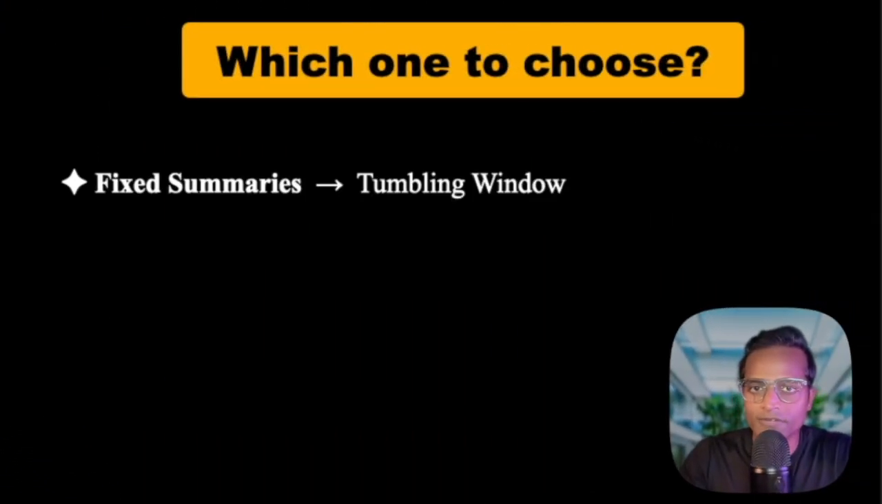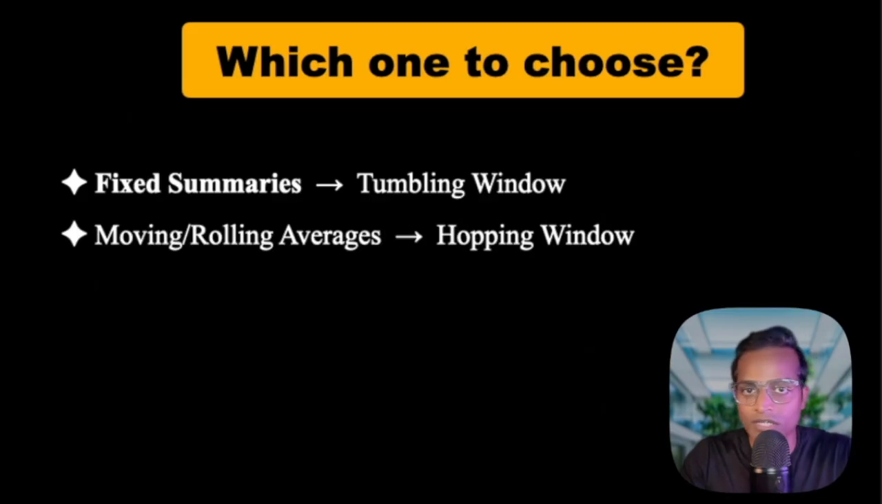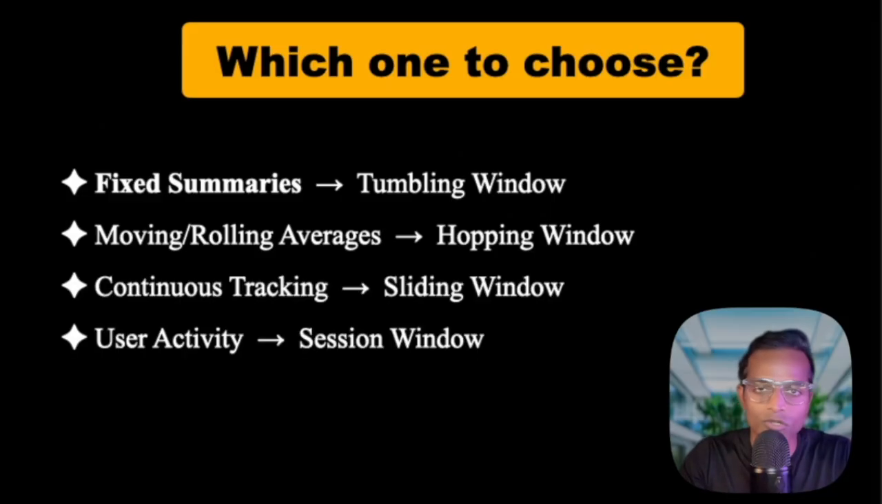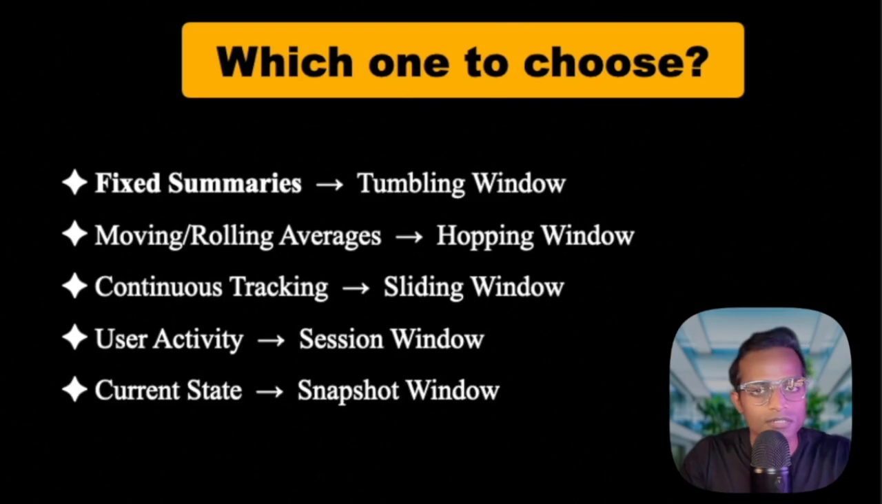If you want fixed summaries, then go for a tumbling window. Or if you want moving or rolling averages, then a hopping window would be a better choice. For continuous tracking, a sliding window. For active or inactive sessions, a session window. And to get the current state, a snapshot window. So these are the different types of windows and their applications in real-time analytics.